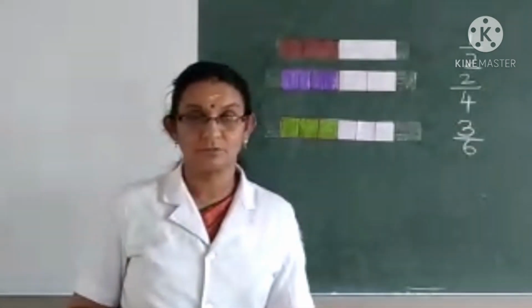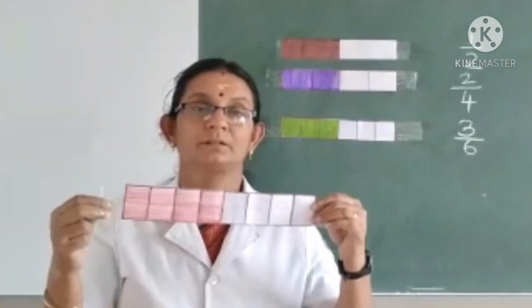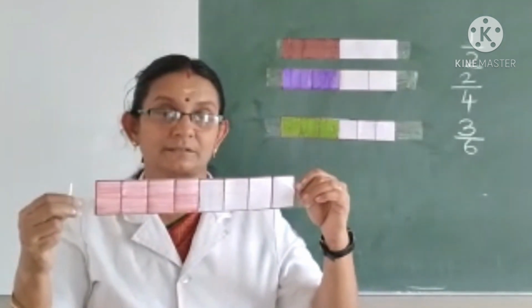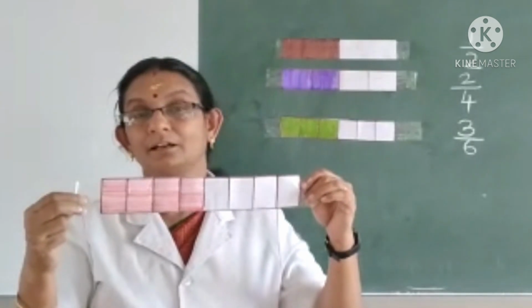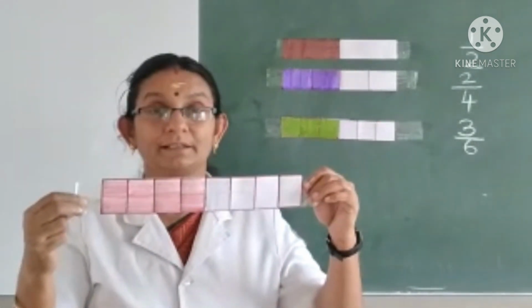Now, look at this strip. Yes, how many parts are there? 8 parts. And how many are shaded? 4. So, the fraction is 4 by 8.